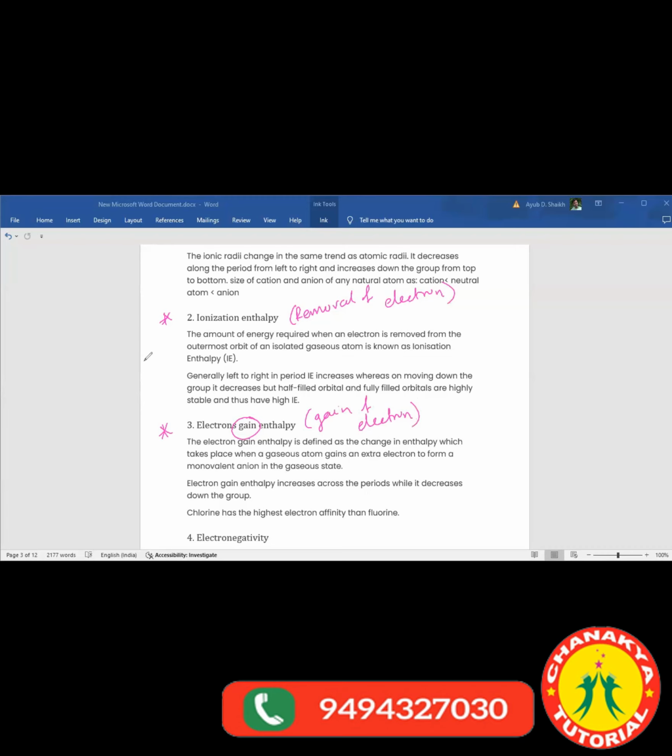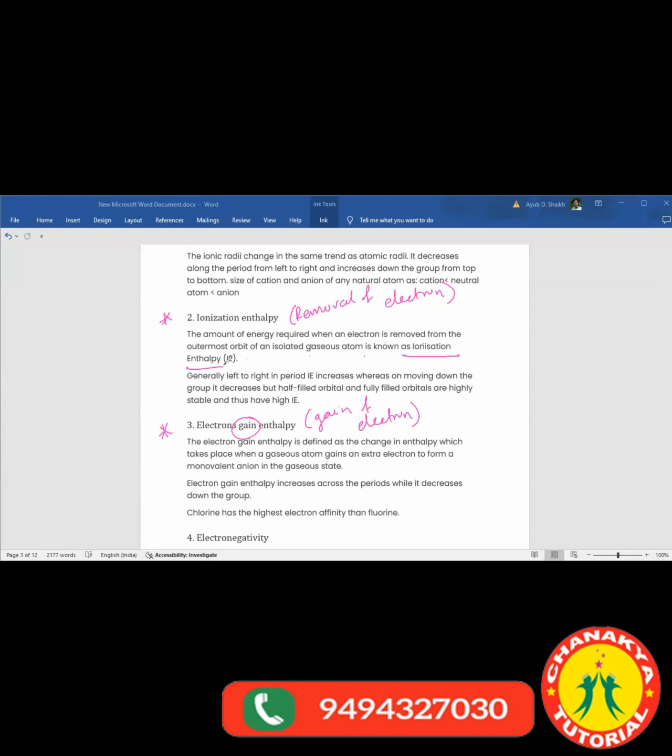So ionization enthalpy means what? The amount of energy required when an electron is removed from the outermost orbit of an isolated gaseous atom is known as the ionization enthalpy. It means how much energy you would require to remove one electron from the gaseous state of the atom. Correct? So when we go from left to right, would the energy increase or decrease? When we move down the group, would the energy increase or decrease to remove an electron from the outermost shell of an atom? Logically you have to give me the answer.